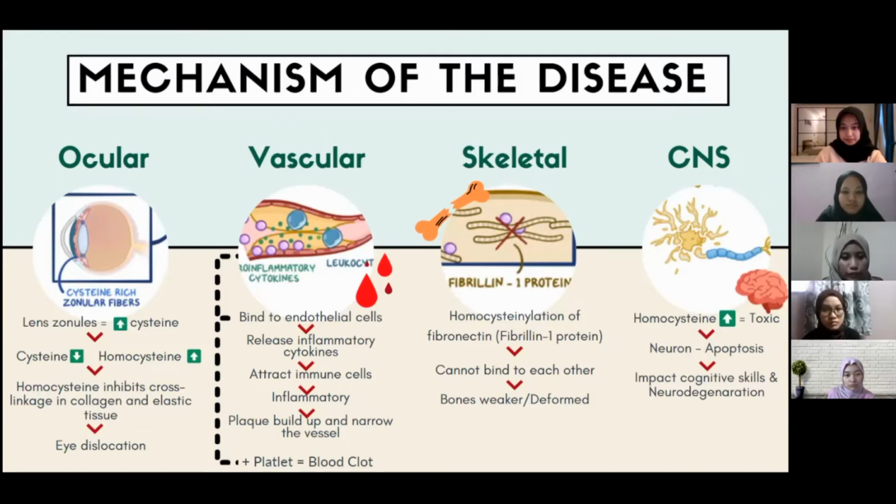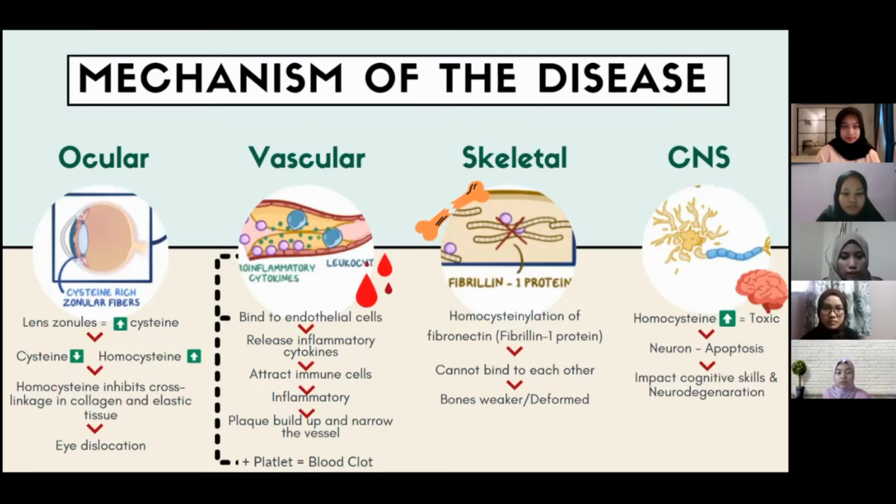Next, for the vascular part, accumulation of homocysteine will bind to endothelial cells and cause inflammation. It also narrows the vessel by the action of pro-inflammatory cytokines. Homocysteine can also bind to platelets and cause the blood to clot.